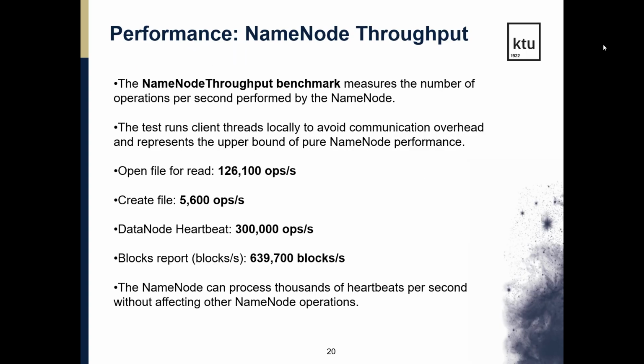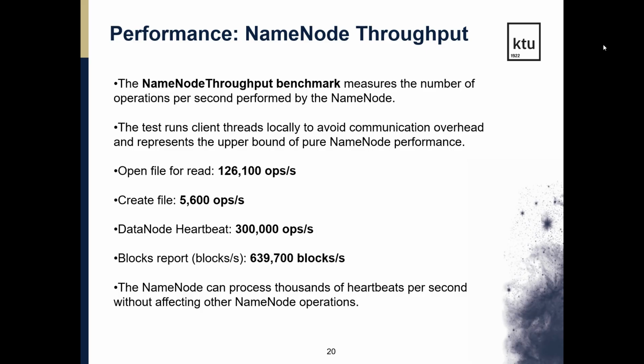Now we are going to see performance: NameNode throughput. The NameNode throughput benchmark is used to tell how many operations per second are done by the NameNode. And this is the NameNode performance. Open file for read does 12,600 operations per second. For creating a file, the rate is 5,600 operations per second.